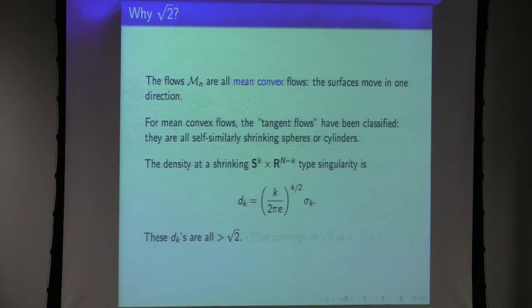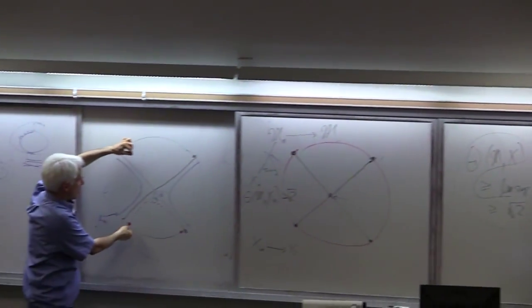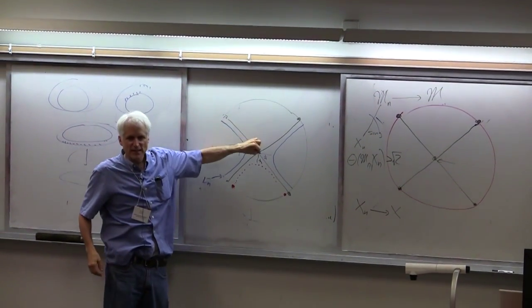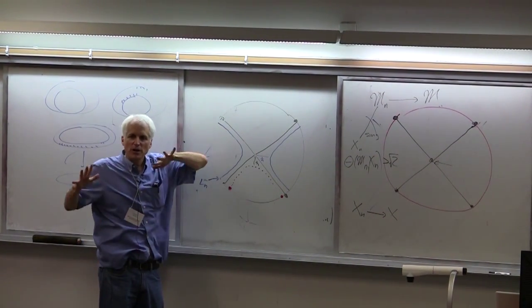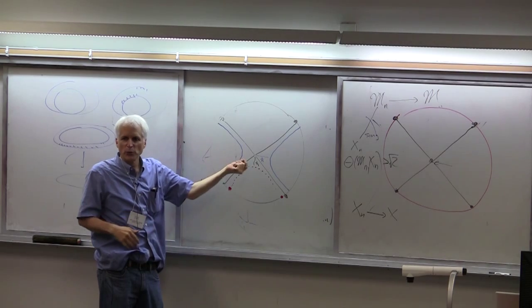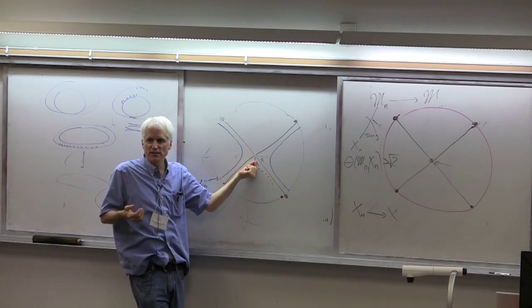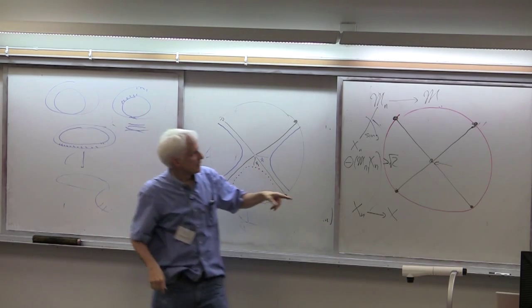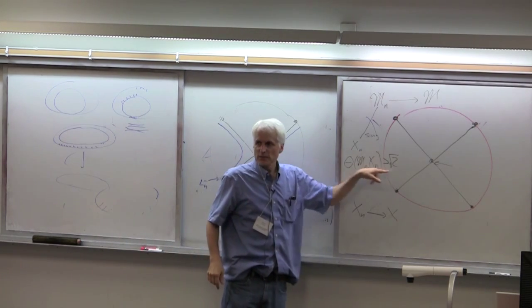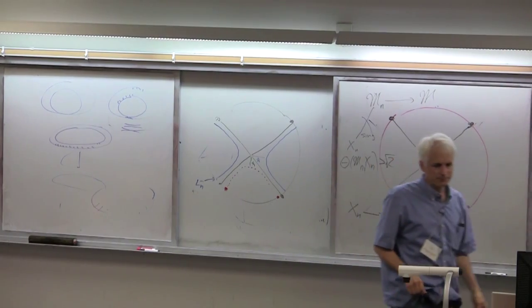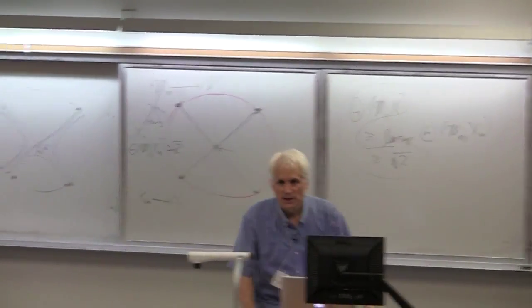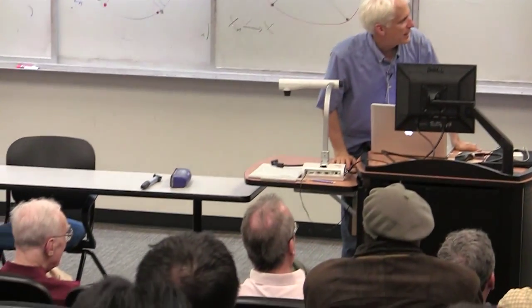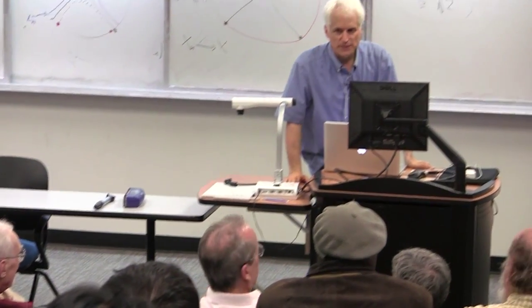Okay. So again, we had our flow. It flowed around. We knew just topologically that a singularity had to happen. Because it's a mean convex flow, we know, roughly speaking, what that singularity looks like. We have a classification. And the singularity had to have density square root of 2. Okay. Pardon? Sigma k is the area of the unit k sphere.